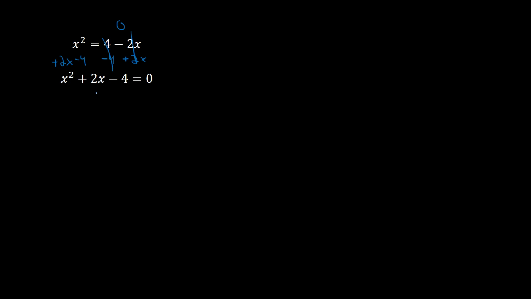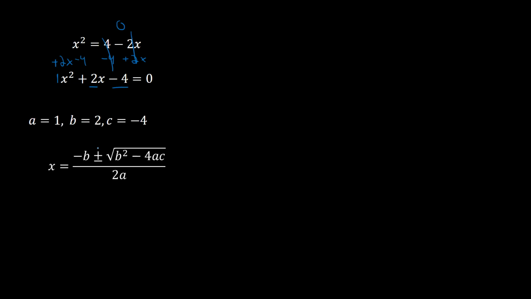And so from here, notice this would not factor. Completing the square would be a decent method to solve, but we're working with the quadratic formula, so we'll show you how to do it with the quadratic formula in this example. So for the quadratic formula, we need to know what a, b, and c are. a is going to be 1, b would be 2, and then c would be negative 4.